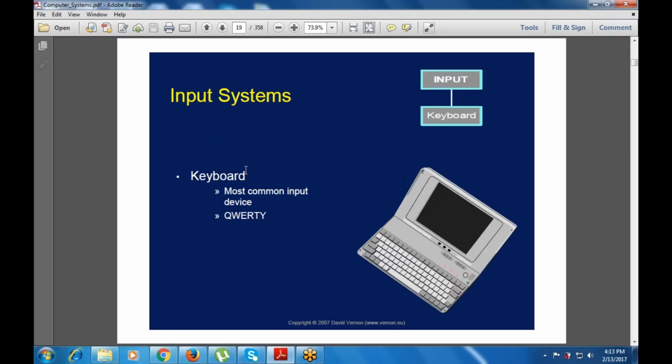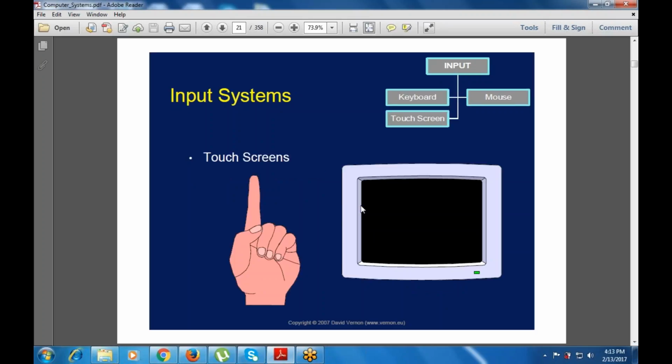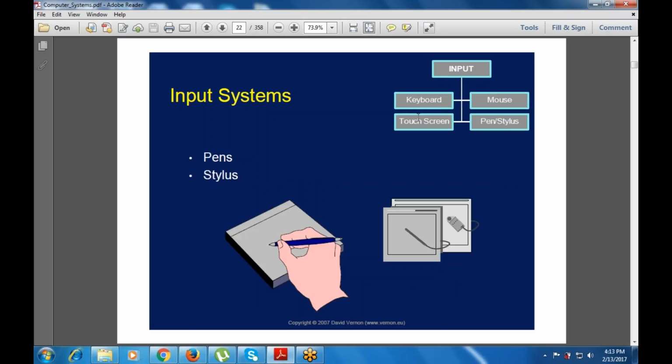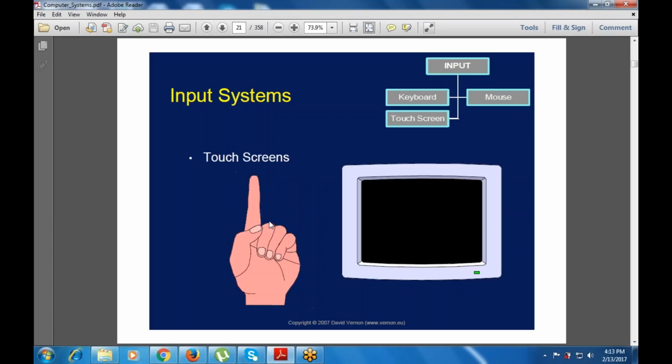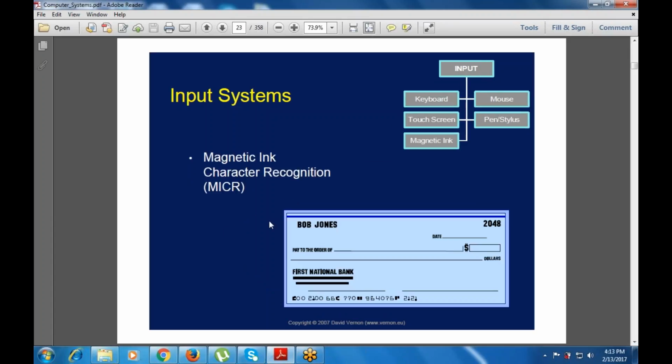Now, this is the input system. One is the keyboard. This is one of the most common input devices, and the most common keyboard is the QWERTY keyboard. Then input system, mouse, which is a cursor manipulation device. There is a trackball available within the mouse. Then touch screen. Now next is the laser pen or pens, stylus, whatever we are using. Then MICR.